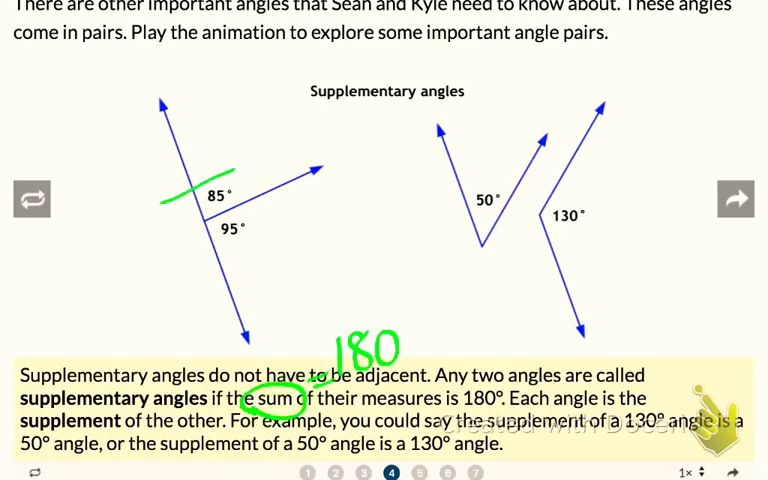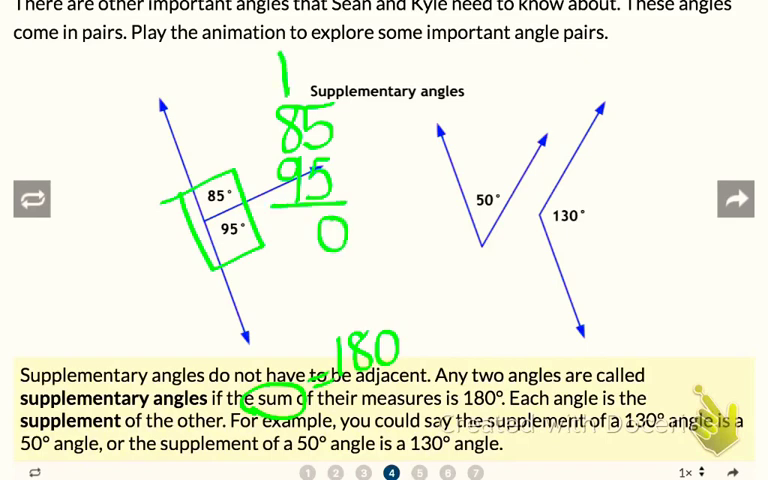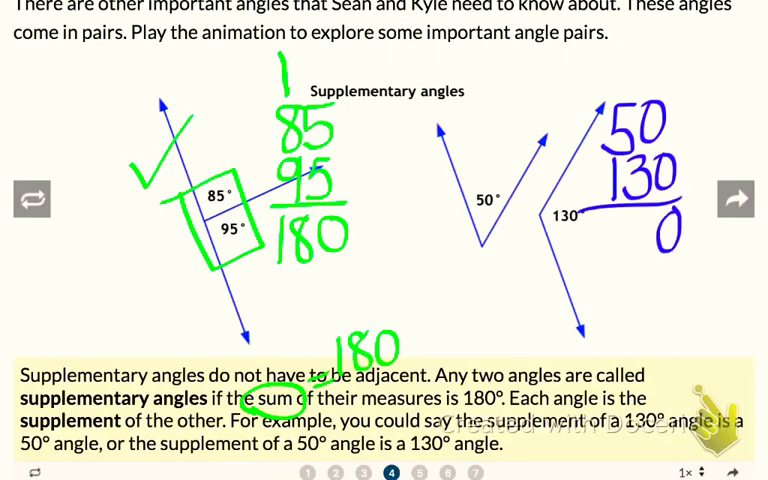And so in this first example, 85 and 95, when we add up 85 plus 95, we get 180, so these ones are. But then also when we look at this other example over here, we've got an angle that's 50 degrees plus 130 degrees. So if they add up to 180, they are still supplements of each other. And even though these two aren't even touching or sharing any adjacent sides, they're still supplements of each other.